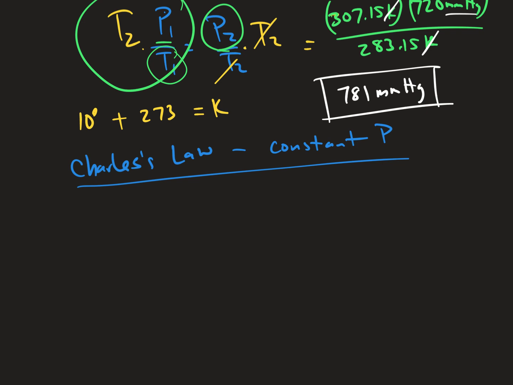Okay, so we know that volume is proportional to temperature. If pressure stays the same and temperature increases, it's going to push the gas particles out more and more, so the volume increases. Think about this, I don't know if you've ever done it: you blow up a balloon, tie it off, and then you put it above some boiling water. It gets bigger, right? You increase the temperature, the volume increases.